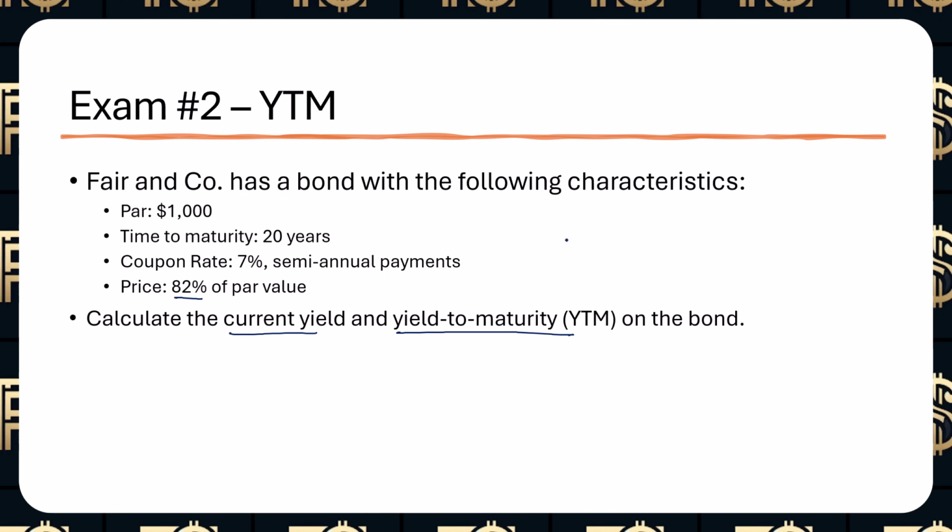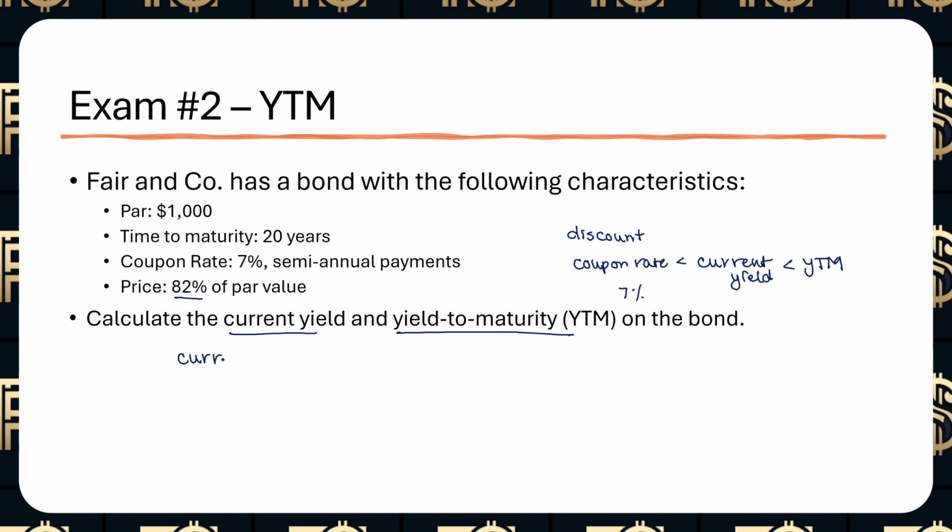Now we know from lecture that if the bond is trading at a discount, the following relation must hold. The coupon rate must be less than the current yield, which must be less than the yield to maturity. We know that the coupon rate is 7%, so that gives us a benchmark. The current yield must be greater than that, and then the yield to maturity must be greater than whatever we find for the current yield. Let's go ahead and solve for the current yield first.